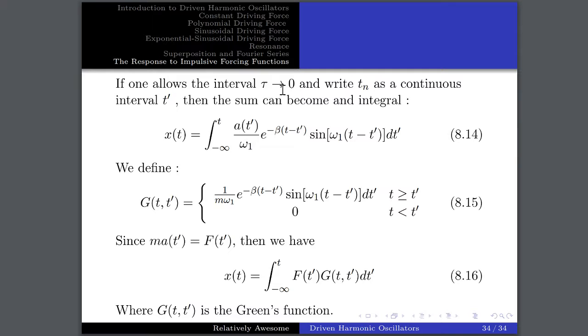If one allows the interval tau to approach 0 and writes t sub n as a continuous interval t prime, then the sum can become an integral, and it has the following expression. And since we define the Green's function to be a piecewise function, to be this at t greater or equal to t prime and 0 at t less than t prime, and since the mass times acceleration is equal to the force, then we have the displacement is equivalent to the integral from minus infinity to t of the force at the continuous time interval times the Green's function of the time and the continuous time interval, where g of t is the Green's function.